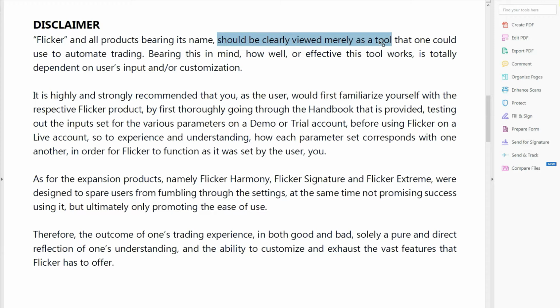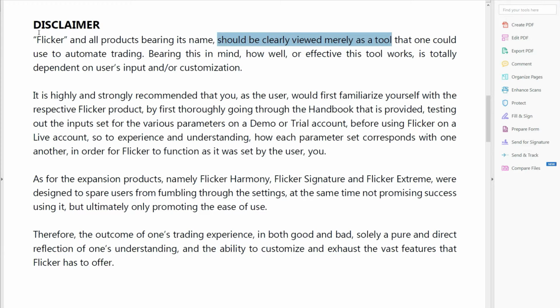So I would like you to spend a few moments with me to run through the disclaimer, so that we are on the same page before we go any further. If you do not agree with me on this, then Flickr or any EAs for that matter, it is not for you. Then you'll be better off trading manually by yourself. Don't even need to think about EAs.